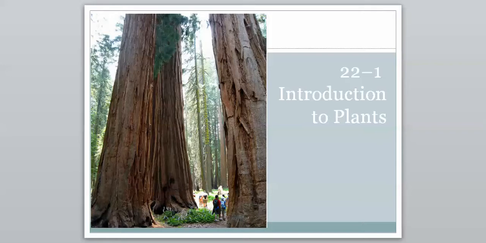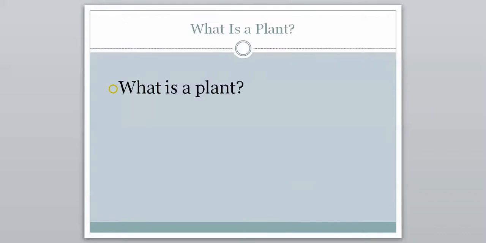B here, and we are starting in on our next chapter, chapter 22, and this chapter focuses on plants. So the title of section 1 is Introduction to Plants. So before we get started, we're just going to simply ask ourselves, what is a plant?